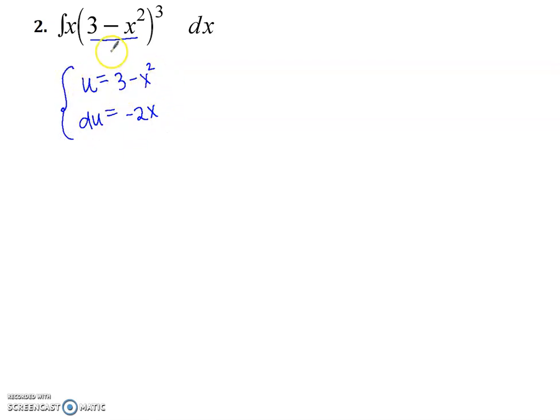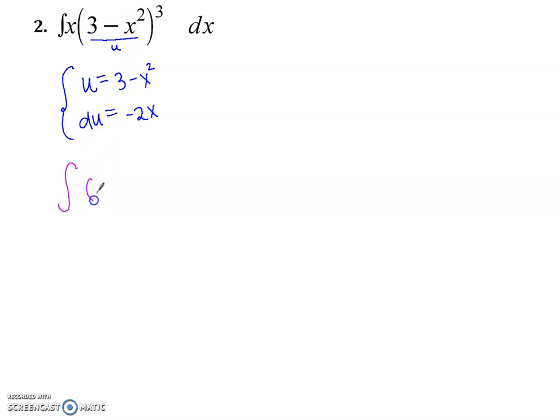Now that I've picked out u, so this part's u, this needs to match. The part that's not u, which is the x in this case, needs to match this negative 2x. So what I'm missing is the negative 2. So what I'm going to do to make it match, I'm just going to rewrite my integral.